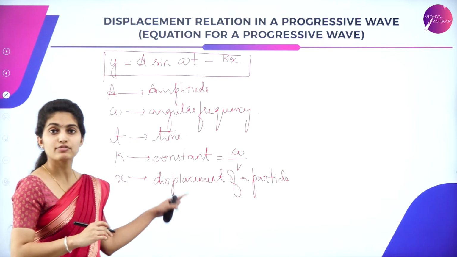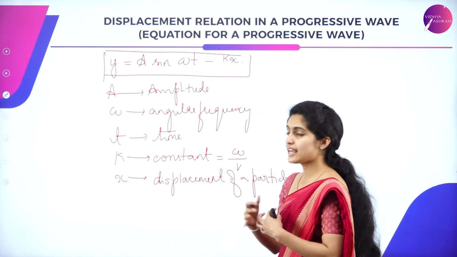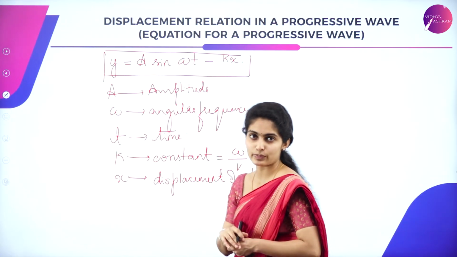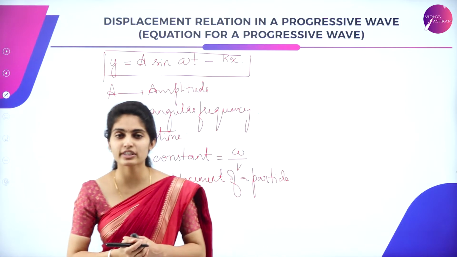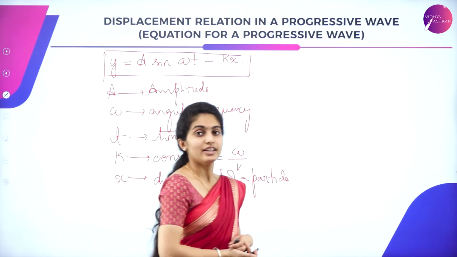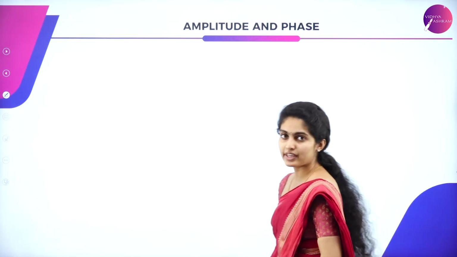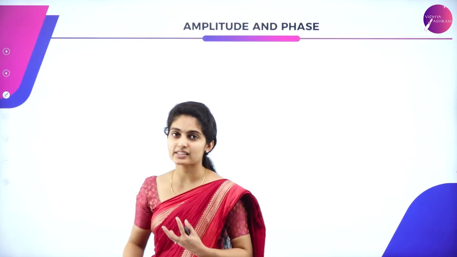So here we have all these terms: what A represents, what angular velocity gives, time, k, as well as x. So that's all about the equation of a progressive wave. Now let us go to the amplitude as well as phase relation.